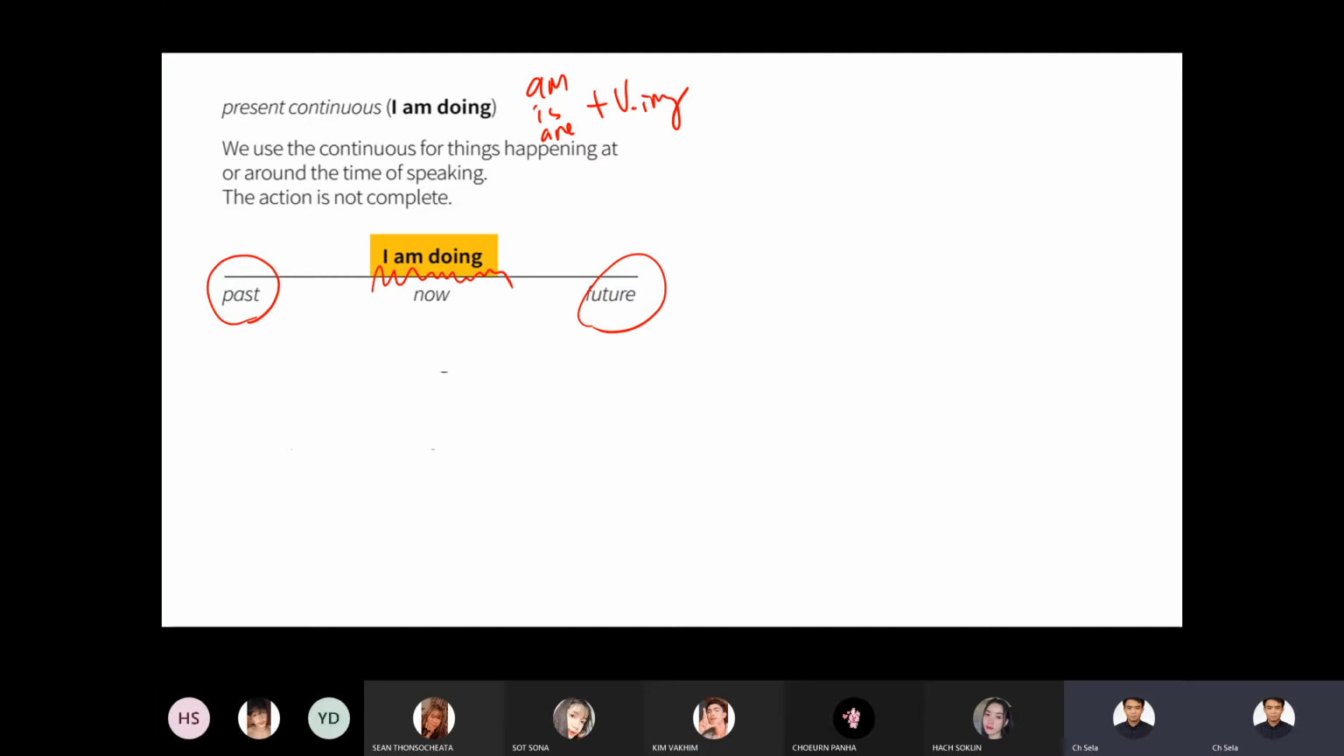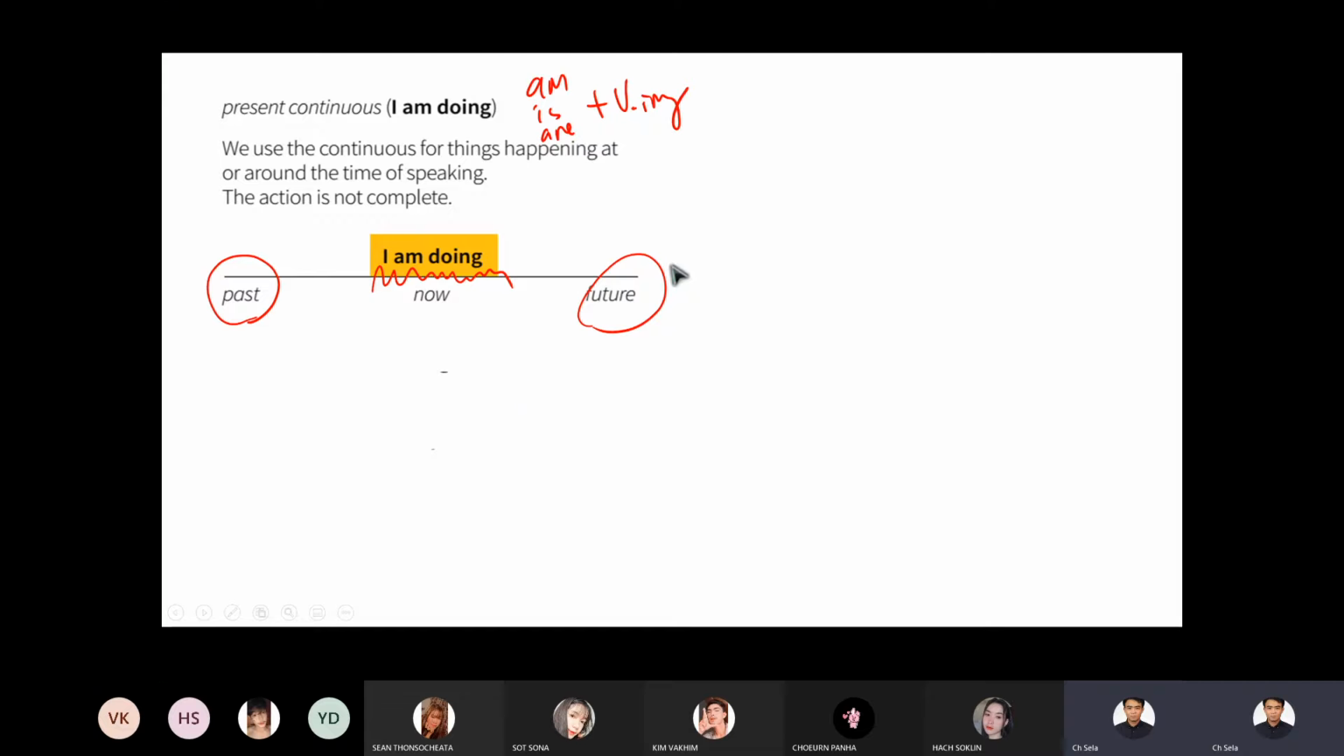Look, the man over there is hanging out alone under the tree. So this is also present continuous because it's happening at the time of speaking.